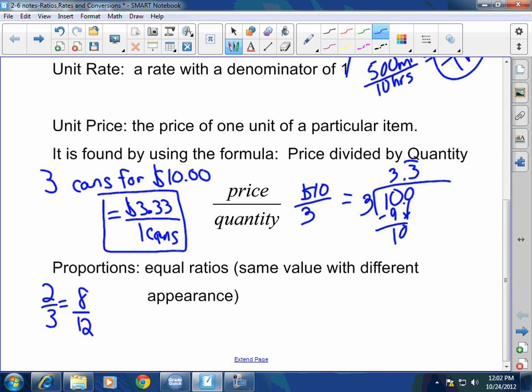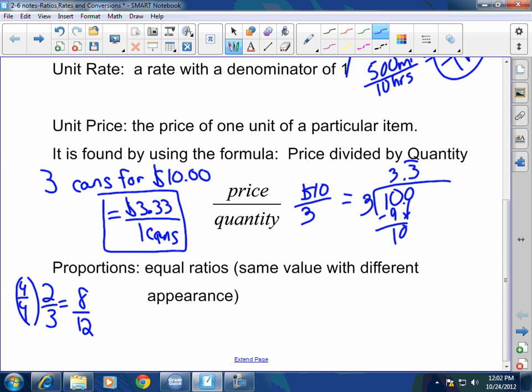What's 2 times 4? What's 3 times 4? Didn't I multiply 2/3 by 4 over 4? What's the value of 4 over 4? 1. What's 1 times 2/3? 2/3, right? So when I multiply 4 over 4 to 2/3 and get 8/12, am I changing the value? I'm changing the appearance. Does that make sense, boys? You with me so far?